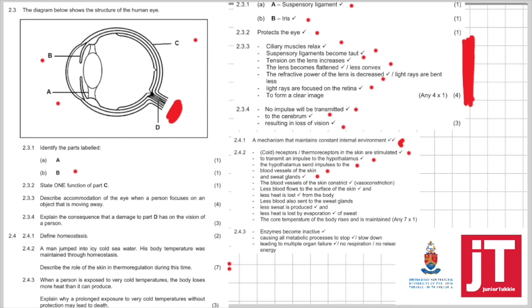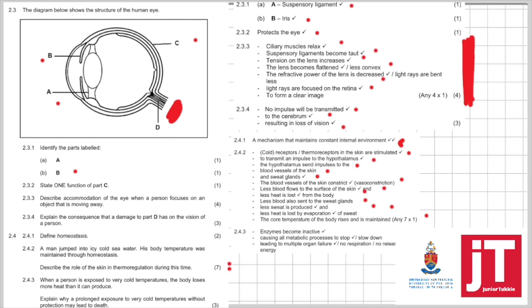the sweat glands. The blood vessels of the skin will constrict. This is known as vasoconstriction. Less blood flows to the surface of the skin, less heat is lost. Less blood flows to the sweat glands, less sweat is produced, less heat is lost by evaporation, and then the core temperature of the body will increase.